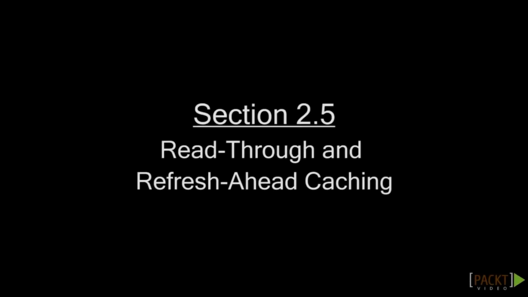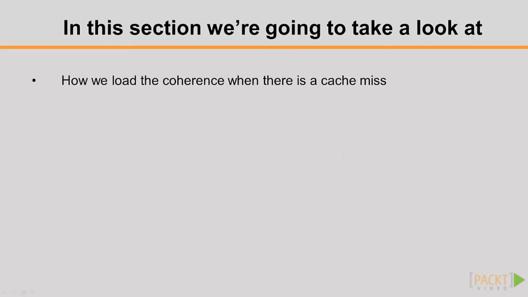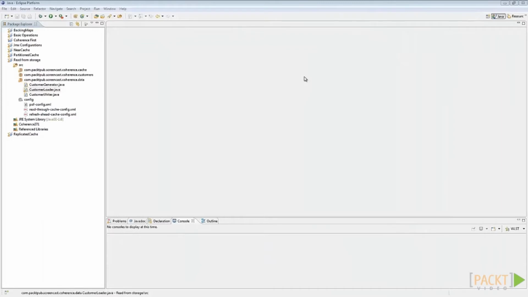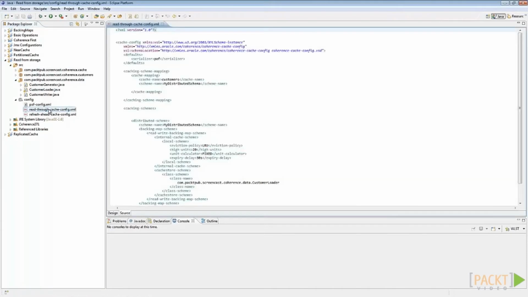In the previous video, we saw what backing schemas are with some examples. In this video, we'll learn about the read-through and refresh ahead mechanisms that facilitate the retrieval of missing items from the base storage. Before we begin, you ought to download the readfromstorage.zip file, extract it to your workspace, and then import the extracted project files. After you've successfully imported the project, have a look at the read-through cache configuration XML file.